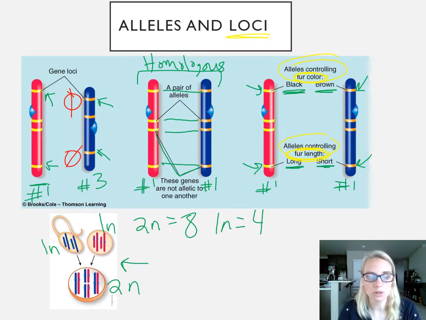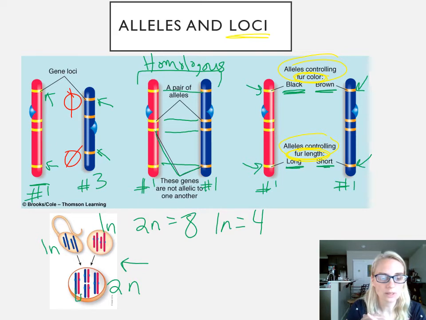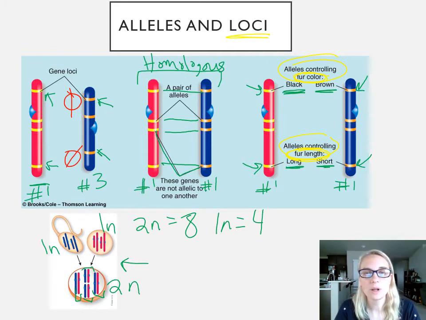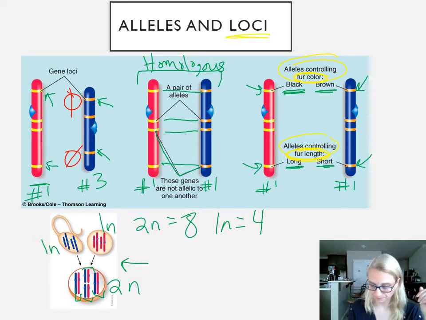Now they are in their homologs, right? So here's a homologous pair, here's a homologous pair, homologous pair, and homologous pair. It is on those homologous pairs where they will have the genes at the same loci, and they could have different alleles. They could be the same or they could be different. And so that's what we're going to be talking about a little bit later when we get into describing what we call genotypes and phenotypes.